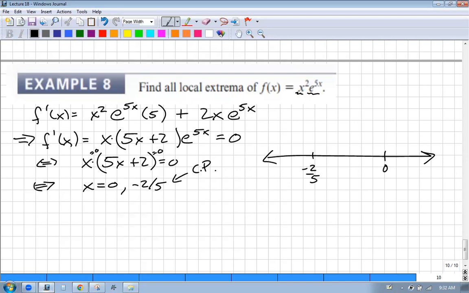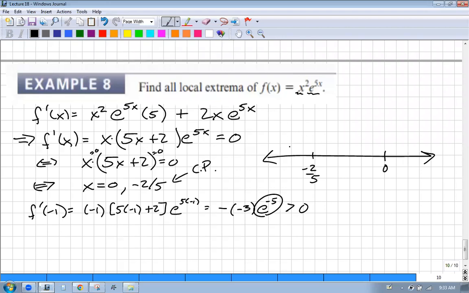So we have 0, and -2/5. So let's check a point. Over here, something simple would be like -1. So here's f prime. So we would have a -1 times a 5 times -1 plus 2 and e to the 5 times -1. Again, this guy's always positive. So really, we don't even need to deal with that, right? I'm going to throw it in there just for fun. So we have a minus 2 minus 5 is a -3, right? And then whatever, e to the -5.